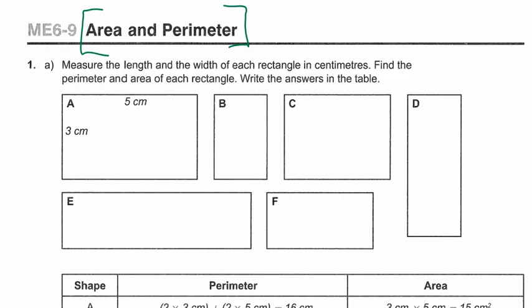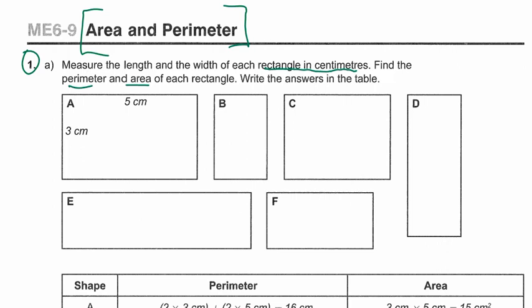Area is the amount of space covered by squares of the same size, and perimeter is the distance around a rectangle. In this case, we're looking at rectangles. So perimeter means the distance around if we measured around the object. Okay? So A has a bunch of squares for you. It says measure the length and width of each rectangle in centimeters. Find the perimeter and area of each rectangle. So you find both perimeter and area. Write the answers in the table.